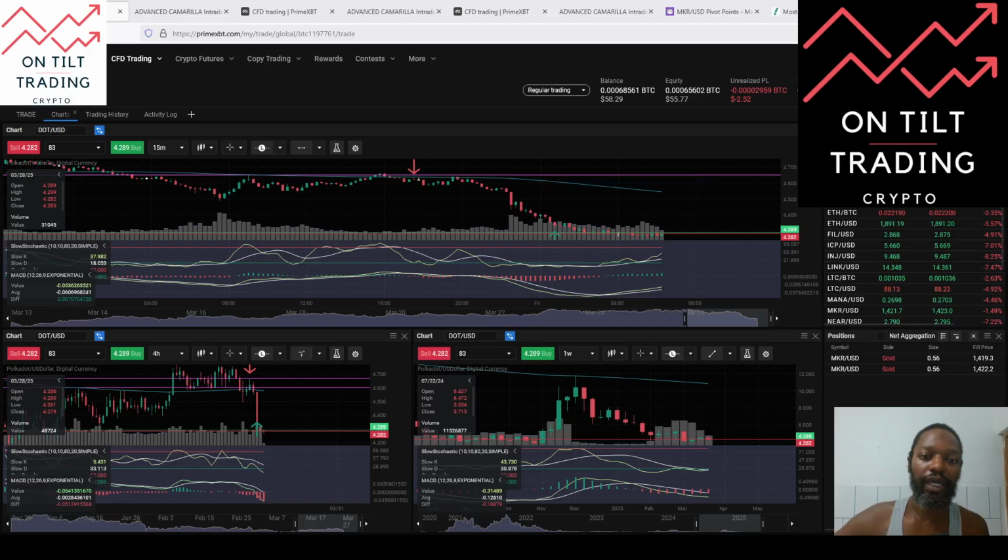This is a slow stochastic indicator. This is the MACD indicator. This purple line that you see here, this is Camarilla Pivot S4. This blue line that you see here, this is the 200 exponential moving average. This is the 15-minute chart, this is the 4-hour chart, and this is the weekly chart. I'll walk you through what I was seeing on Polkadot that got me interested.